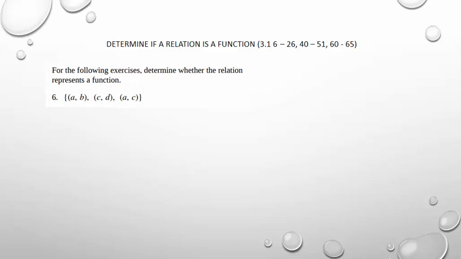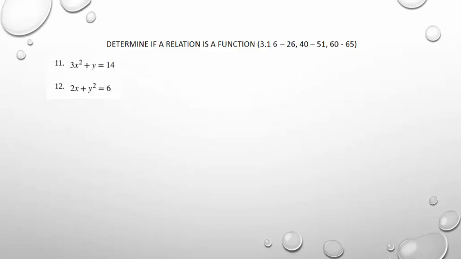So we know that a function has every input sent to exactly one output. When we have numerical data, if we have an x value repeated with different y values, it's not a function. And that's the case here. We have AB and AC, so A has too many outputs. So this is not a function because A has two outputs.